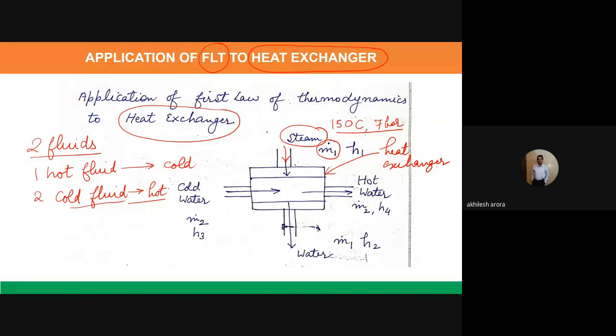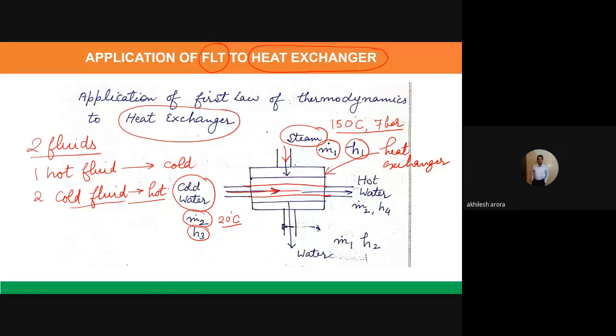Simultaneously, from the left side of the heat exchanger we have the cold water. Its mass flow rate is m2 and its enthalpy is h3. It is cold, so let us assume its temperature is 20 degrees Celsius. Heat always flows from high temperature to low temperature. This cold water is passing through a tube, and the steam is entering.